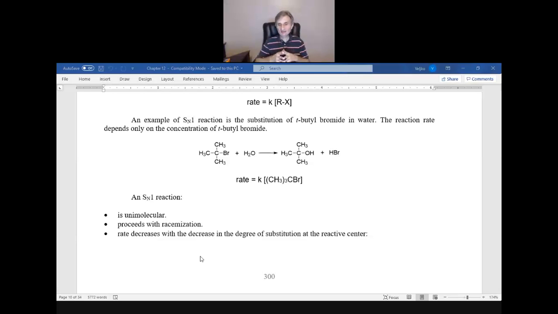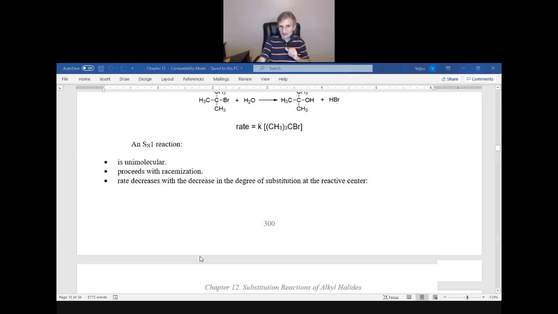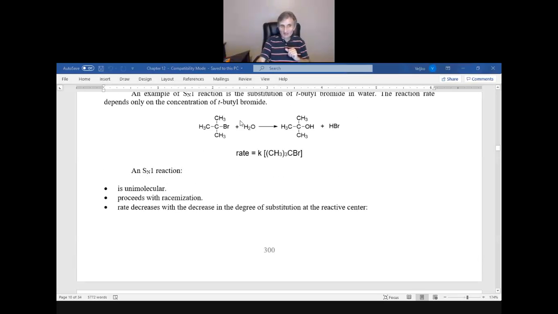Some of the features of an SN1 reaction are that it is unimolecular, it proceeds with racemization, and rate decreases with decrease in the degree of substitution at the reactive center. Unimolecular, you have just seen that. That's the rate expression. Proceeds with racemization, so that's obviously very different compared to inversion of configuration. So the stereochemical outcome is different, very different from the SN2 reaction. So obviously it is very easy to distinguish one mechanism from the other.